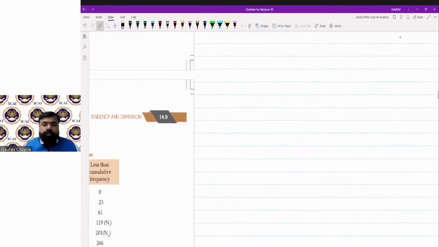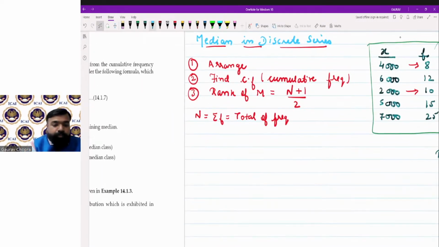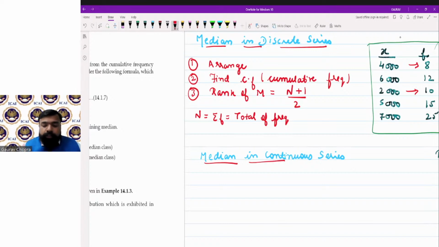And then we will take one question for continuous series also. So median in continuous series. So how to calculate median in continuous series?